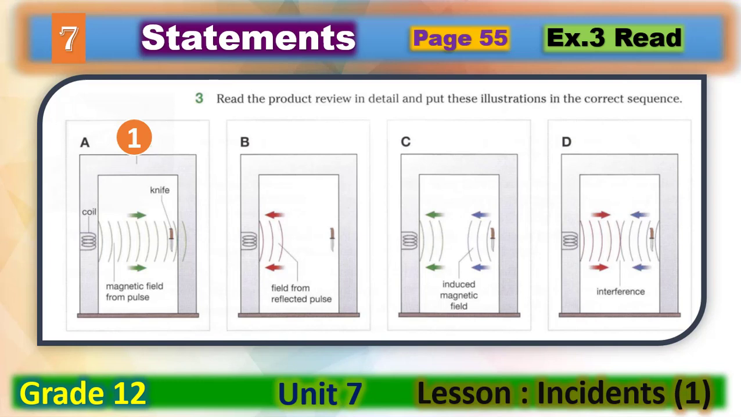The second one, or number 2, which one? B, C, or D? Great, it's D. D will be number 2. Number 3, is it B or C? Great, it's C, will be number 3. Finally, the last one will be number 4 will be B. Okay?